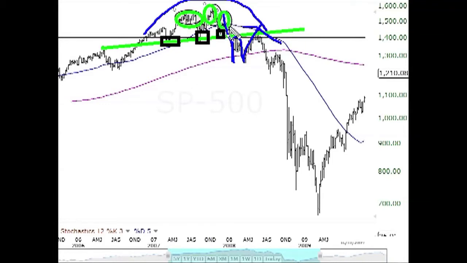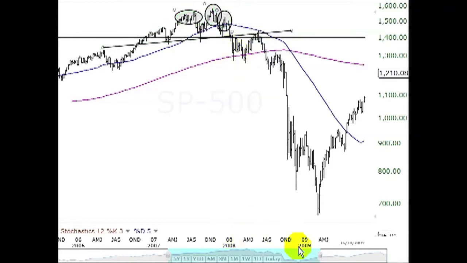When it came down, it broke down below this faster moving average through here, hit the 200, ran back up, then hit the faster moving average, and then broke down below the 200 moving average and started heading back down. Now, that's what happened in 2008.